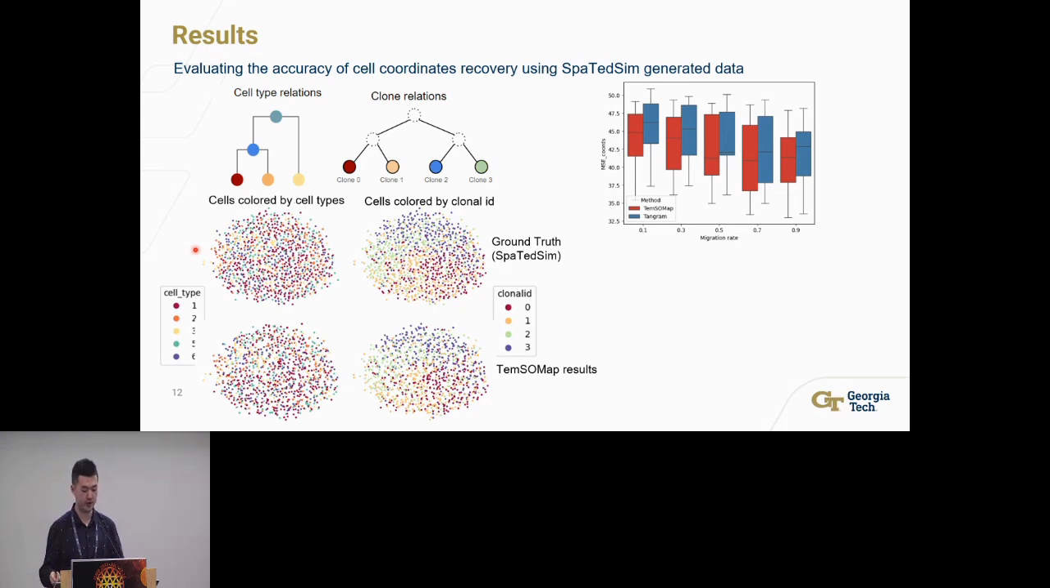For this comparison, we compared with the state of the art, which is Tangram, that uses only gene expression. We can show that with varying migration rate, TemSOMap is able to more accurately infer the cell locations, calculated by the MSE loss between the single cell coordinates of the inferred results and the ground truth.